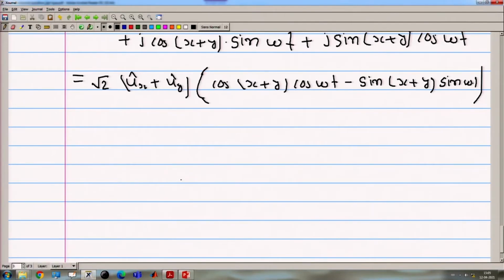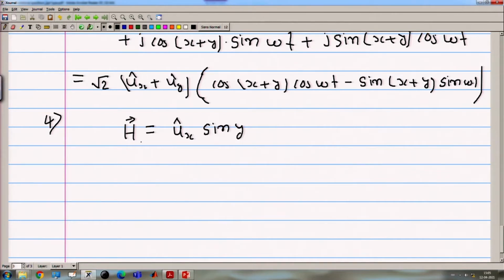So, this is the fourth problem. Given vector H is equal to ux sin(πy) in a source free medium.